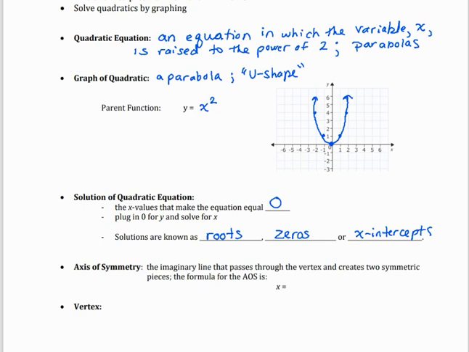Our axis of symmetry. Axis of symmetry is the imaginary line that passes through the vertex and creates 2 symmetric pieces. Okay, so if I was to sketch that on my parent function, which I'll use orange here, it's this imaginary line, I'll use dotted, that passes right through that vertex and creates 2 symmetrical pieces. So we can see if I flip that U over, it would reflect right on top of the other piece.